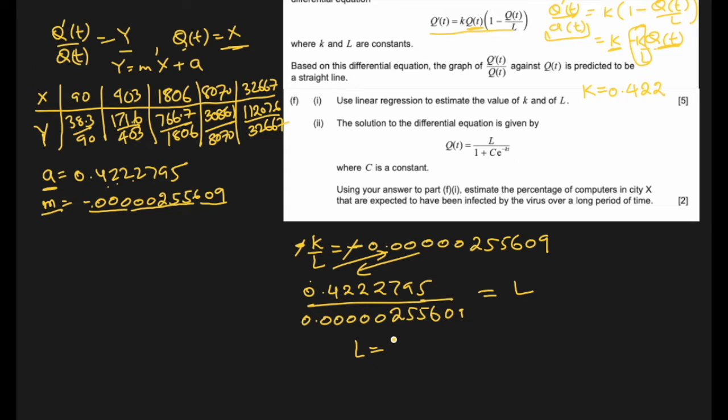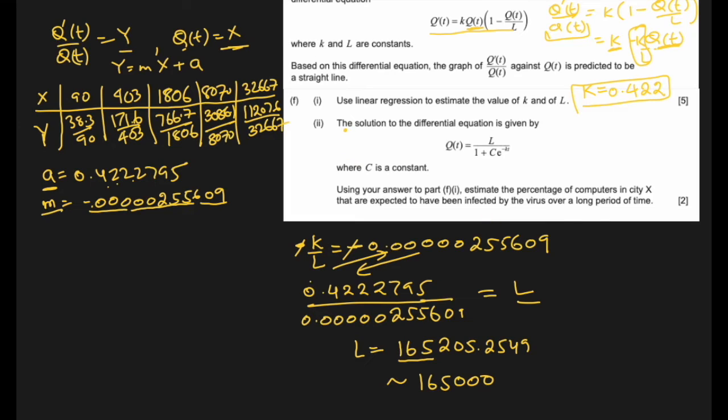Thank you very much. And what I'm getting here is 165,205.2549. To three significant figures it will be 165,000. This is the value of L, and we got the value of K already. I wrote it here.